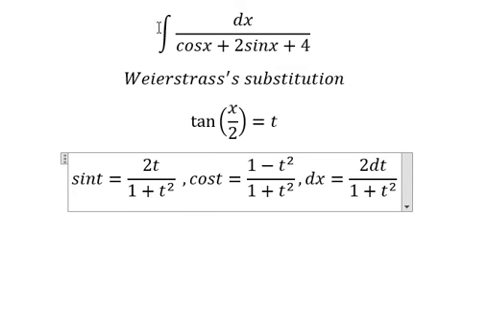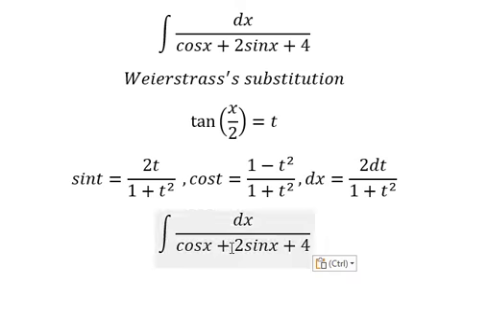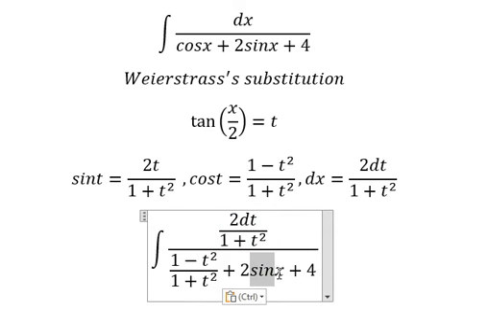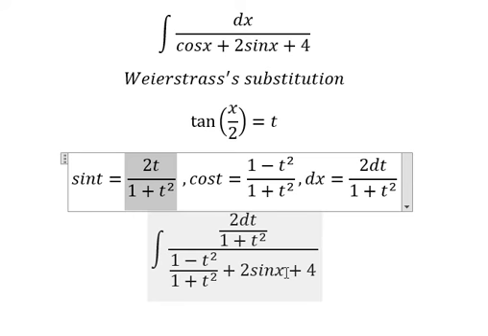Now, we need to change dx into this one, cosine x into this one, sin x into this one.